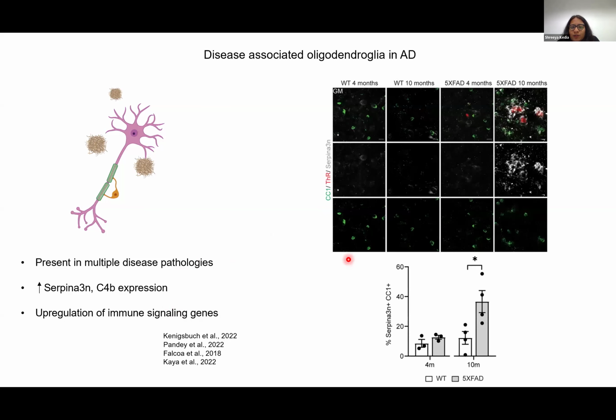So I stained for SERPINA3N in wild type and 5XFAD animals at two different time points, 4 and 10 months. SERPINA3N is shown in gray in this panel and CC1 in green, and we noticed an increase in SERPIN-positive disease-associated oligodendrocytes in 5XFAD animals at 10 months. The numbers were really, really low and barely even present in wild-type animals.